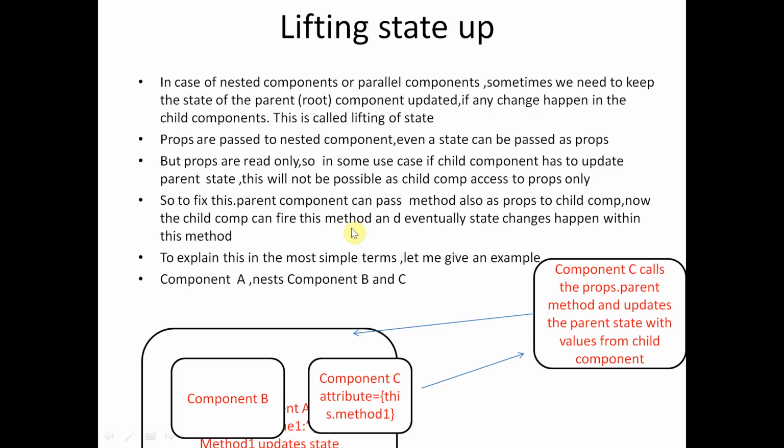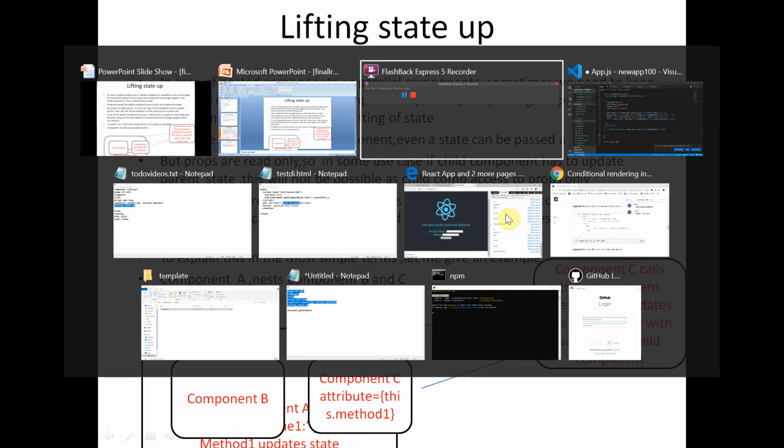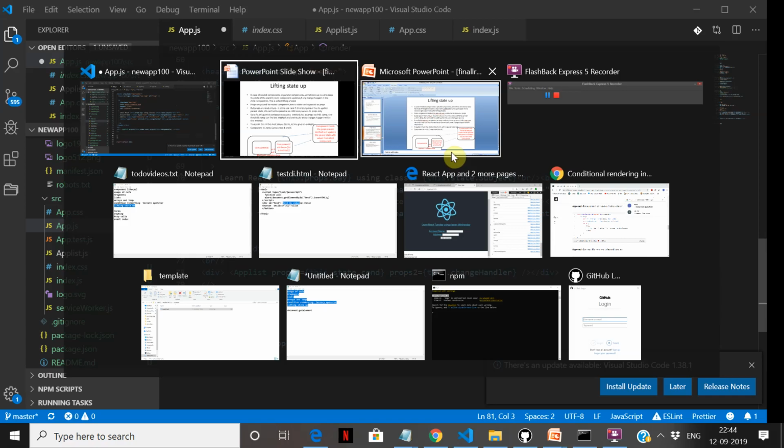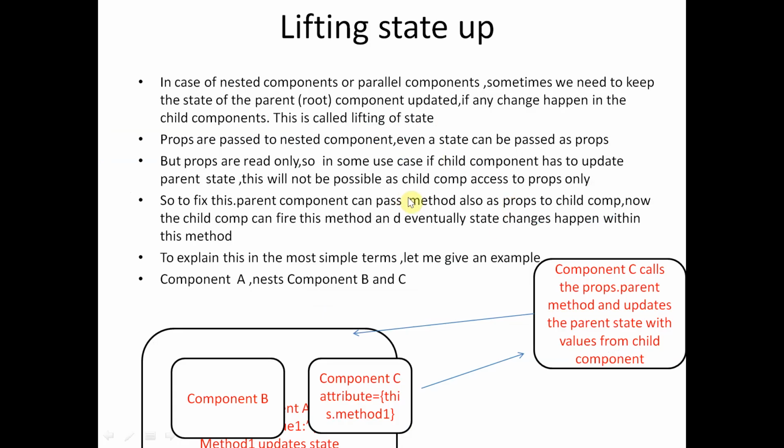To fix this, the parent component can pass a method, for example this handler itself, as a method prop to the child component. The child component can now call this method, and this method will work and update the state. This is the concept. Let's understand this better.